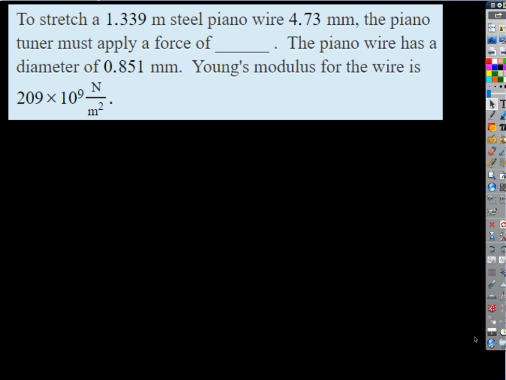Okay, let's try this. So we know we want to figure out what the force is going to be. All we have to remember ever is that stress is equal to whatever modulus you're working with. In this case, it's going to be a Young's modulus, right? So it's going to equal Y times strain. Stress has units of pressure, so it's always going to be force divided by area.